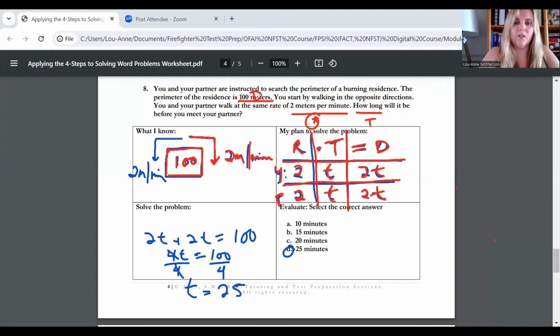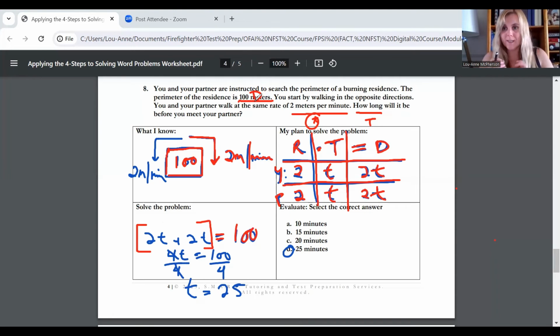Now we are going to add 2t and 2t together. So remember, that is the distance that I traveled and the distance that my partner traveled. And we're going to add that together because we know that together in total, we're going to cover 100 meters, which is our perimeter, right? The total perimeter, and that is given to us in the word problem. So when we start to add our variables together, 2t and 2t, we end up with 4t equals 100.